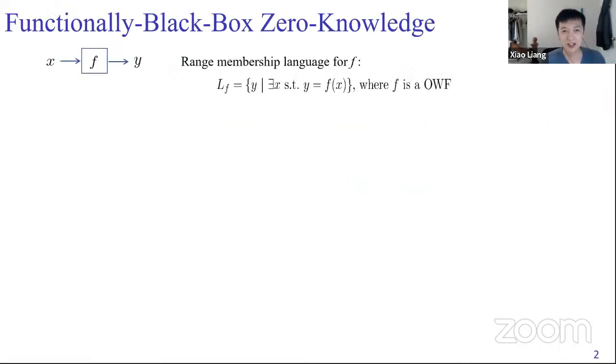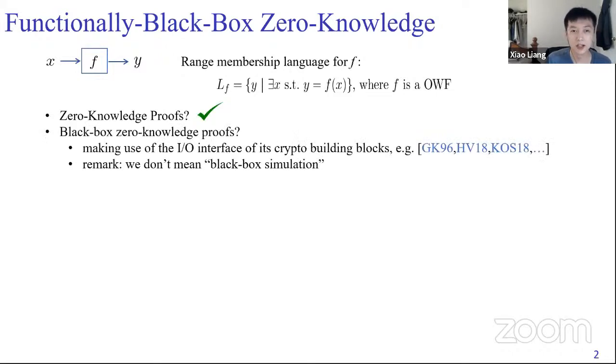So let me start. Let's consider a one-way function f. For this one-way function, we can define a language that captures the range membership of this function. Now I'm going to ask a bunch of questions. First, can we have a zero-knowledge proof for this language? Of course, yes, because we have general purpose ZK for NP, and this language is in NP, so this problem is easy. Now we want to ask, can we have a black box zero-knowledge proof for this language?